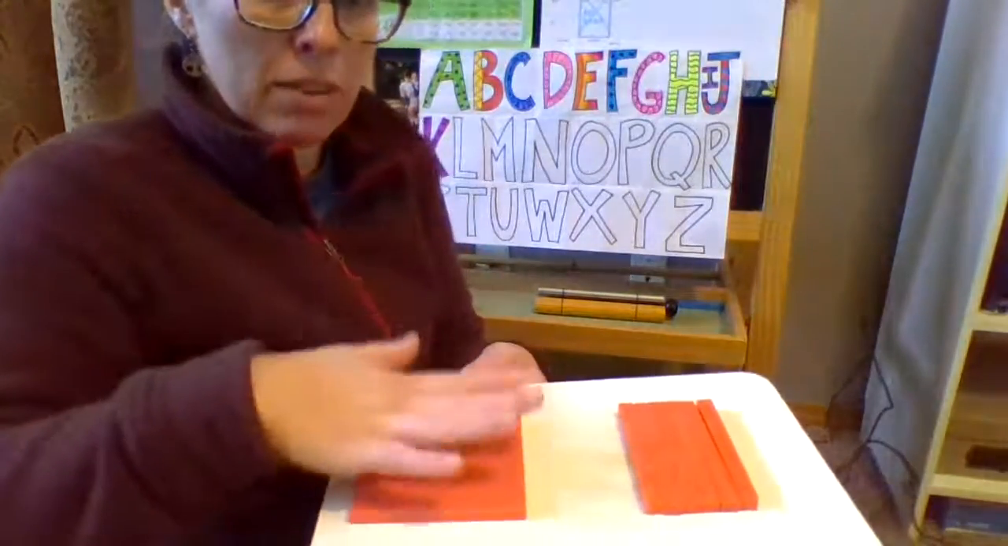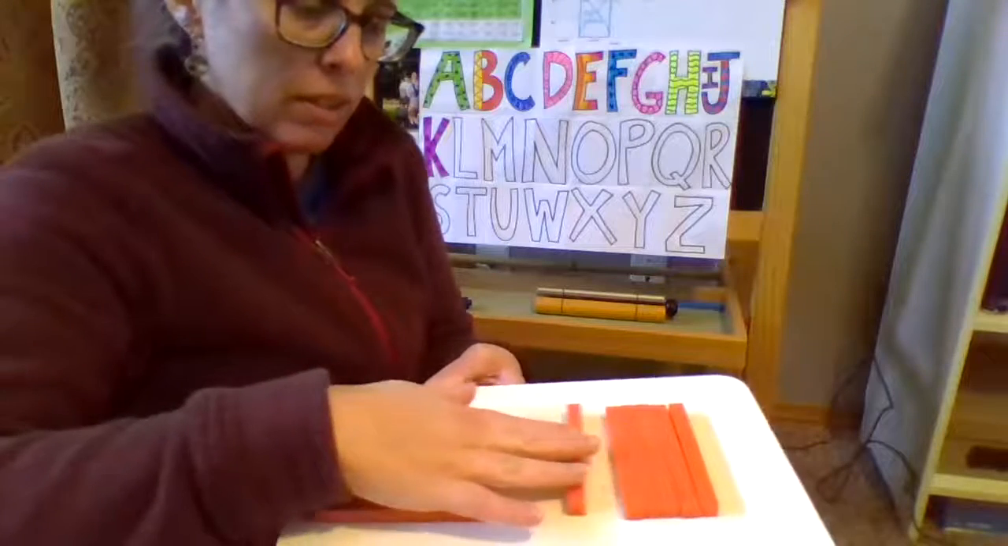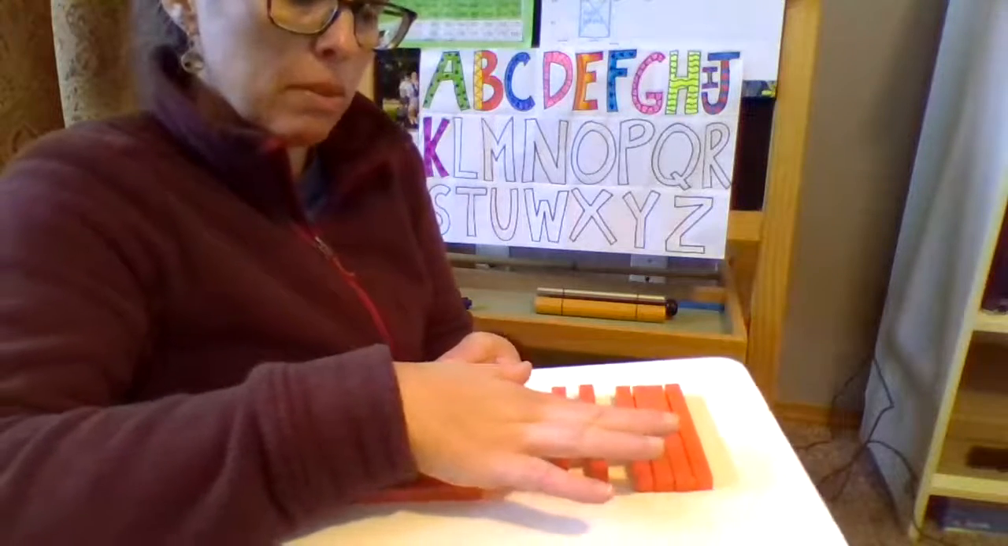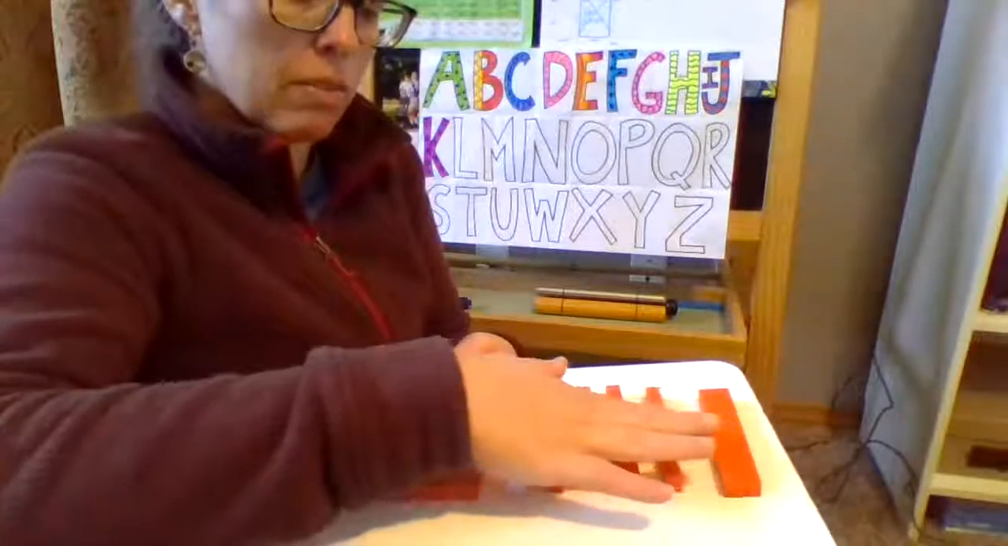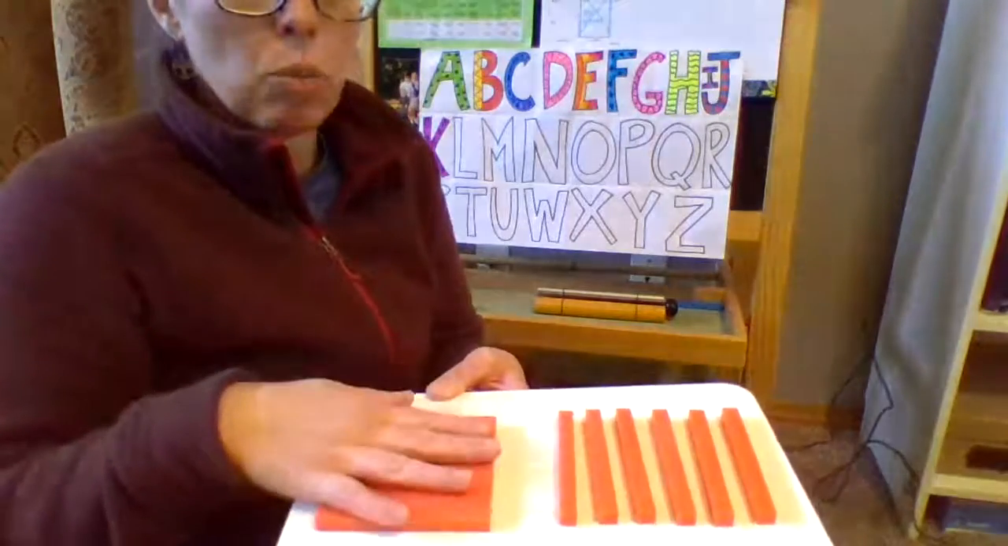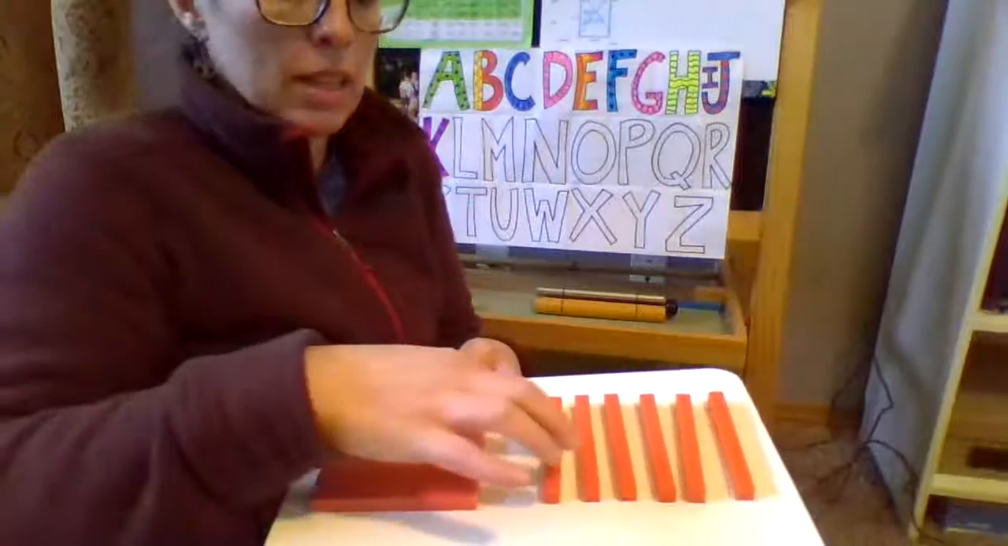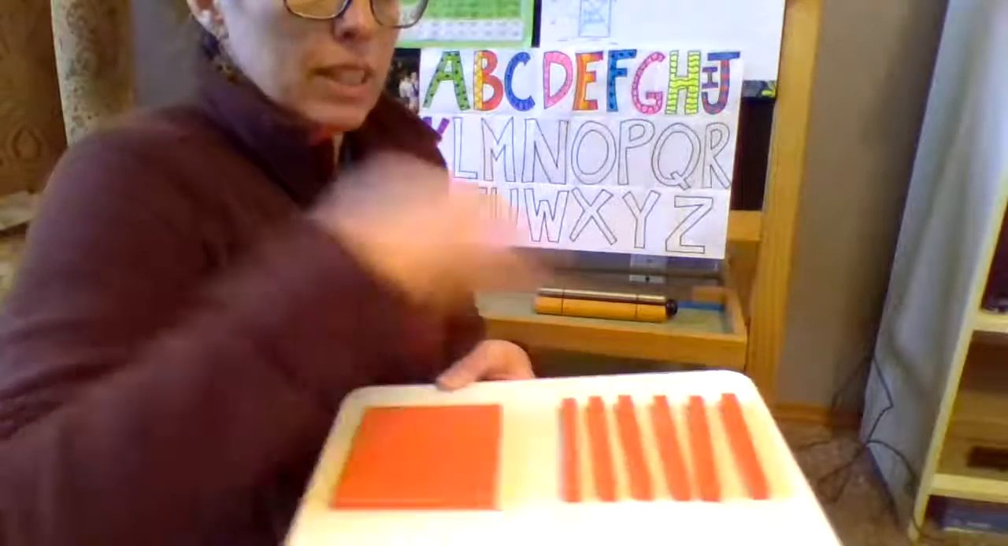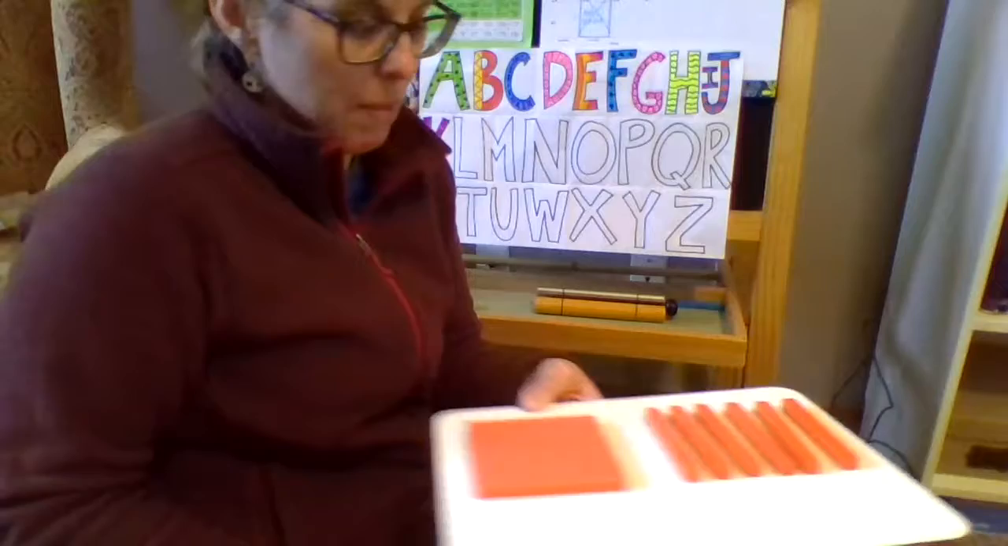So we know this is 100, right? 100, 110, 120, 130, 140, 150, 160. So there's one 100s block. 1, 2, 3, 4, 5, 6. 6 tens blocks. And that makes 160.